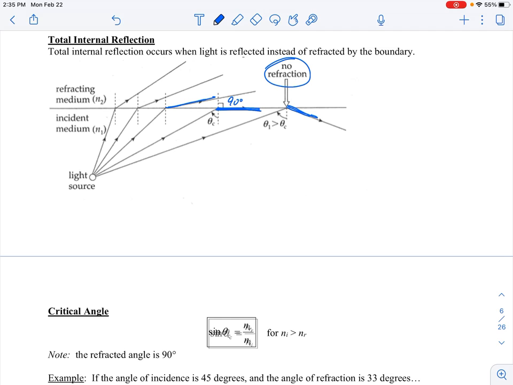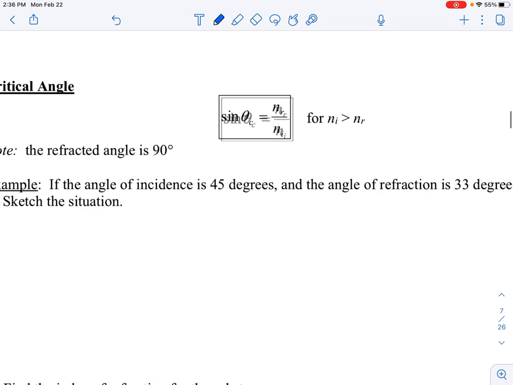So if we take Snell's Law, and let's say this is N1 and this is N2, like it's written. If we say N1 times the sine of the critical angle equals N2 times the sine of 90, we can solve for the critical angle. The sine of the critical angle is equal to N2 over N1, because the sine of 90 is just 1. And that's what we have written down here.